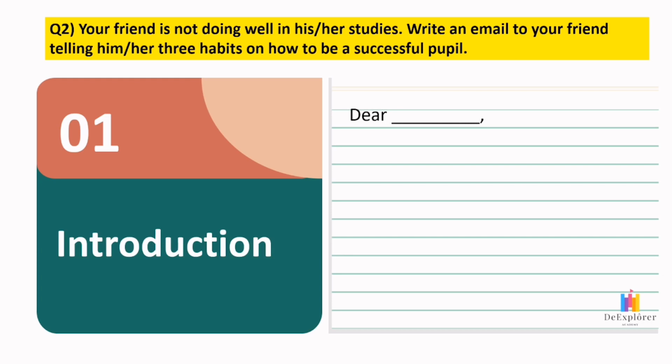Okay, so look at the question again. He says your friend is not doing well in his or her studies. And you're asked to write an email to him, telling him three habits on how to be a successful pupil. Okay, so your first line that you need to write is your friend is not doing well. Okay, 他表现不好. Okay, 他考试表现不好. So what are you going to say? What are you going to tell him?